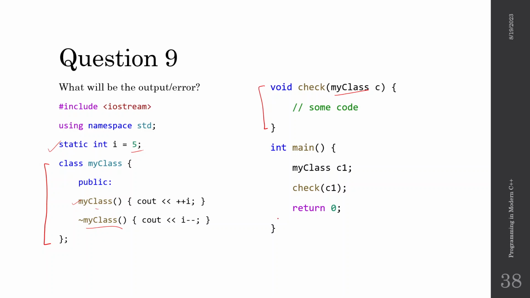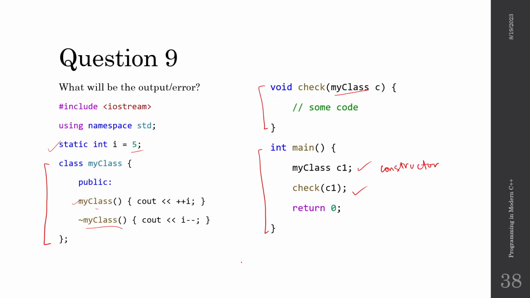Okay, then we have the main function, and in the main function we define an object of my class type called c1. Then we call the check function with c1, and then nothing else is done. So basically this question is about the object creation and destruction cycle. Okay, so firstly, when the main function begins, in this line c1 will be created. Okay, so there will be a constructor call here.